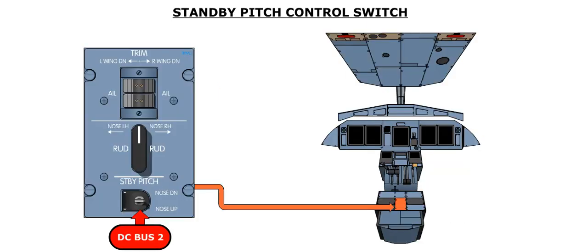Standby pitch trim is commanded by the guarded standby pitch control switch on the center pedestal. Actuation of this switch will also disengage the autopilot. The standby pitch trim system is powered by DC bus 2.